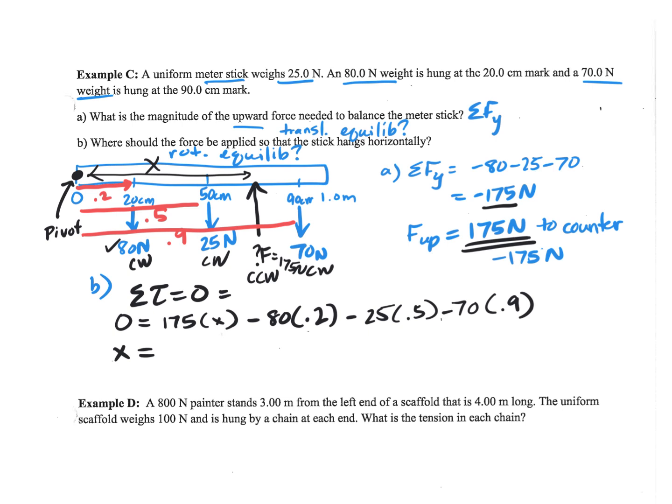Figure it out. So 80 times 0.2, plus 25 times 0.5, plus 70 times 0.9 gives me a total of 83.91. Divide by 175, and I get 0.4 what? Did I do 20 or 25? Hold on. 80 times 0.2. I get 0.52. Is that what everybody else got? So 0.52, which is 52 centimeters from the end.